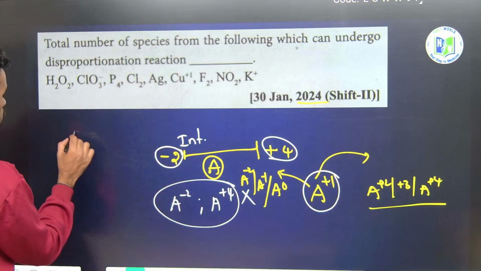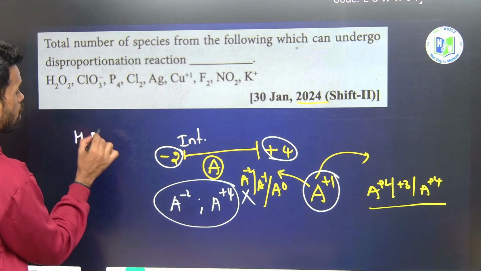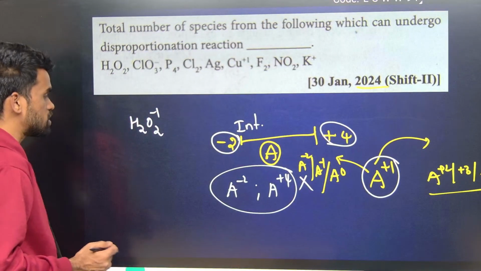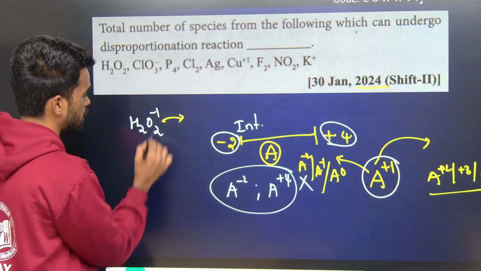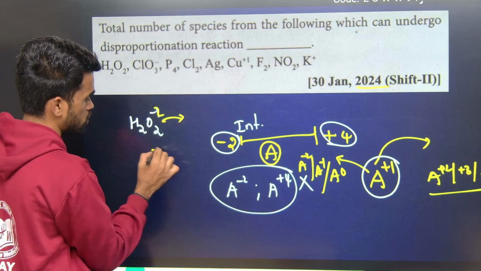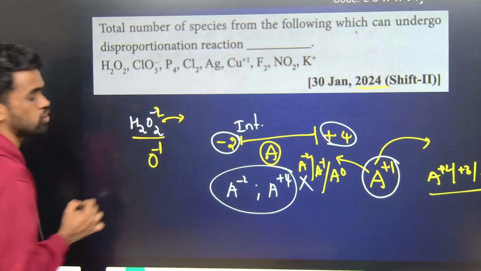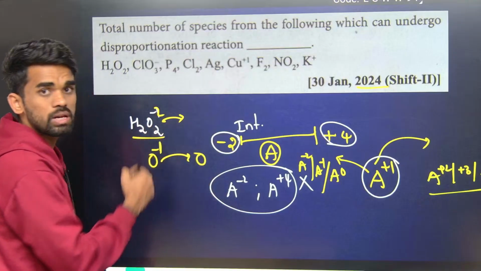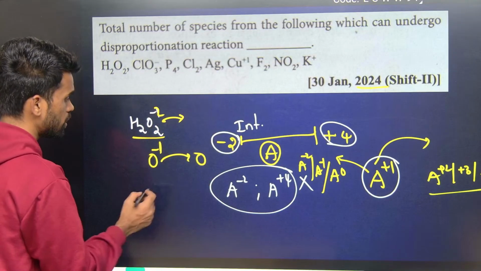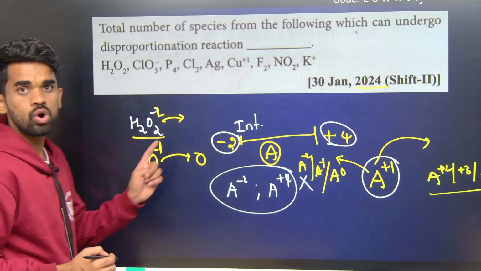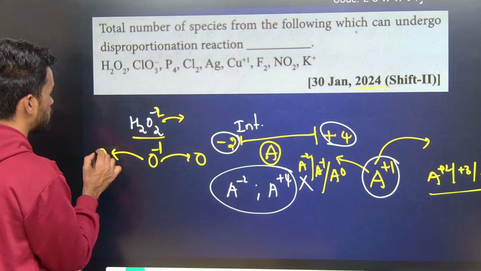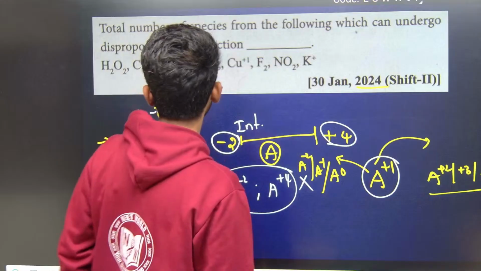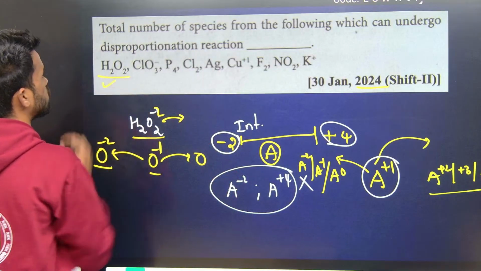Now here H2O2: in H2O2, oxygen is in the -1 oxidation state. By losing 1 electron, it can become an oxygen atom, or it can lose 2 electrons and become an oxygen cation. So oxygen can undergo oxidation, or by gaining 1 electron it can become O -2, which is oxide, while this is peroxide. So both possibilities are there for H2O2. Yes, it can show a disproportionation reaction.